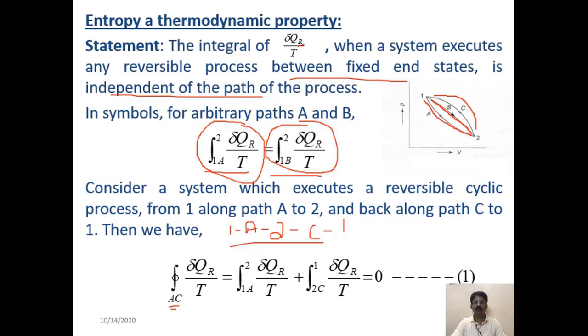For this cycle, the integral of del q by t is equal to del q by t for path 1a2 plus del q by t for path 2c1, because 1a2 is the forward path, as you can see in the diagram, and 2c1 is the reverse path. So it is the summation of the ratio of del q by t for the two paths, and this quantity is equal to 0. The sum is equal to 0 because it is a cycle, and also a reversible cycle. This is already proved in one of the previous lectures: for a reversible cycle, del q by t is equal to 0.